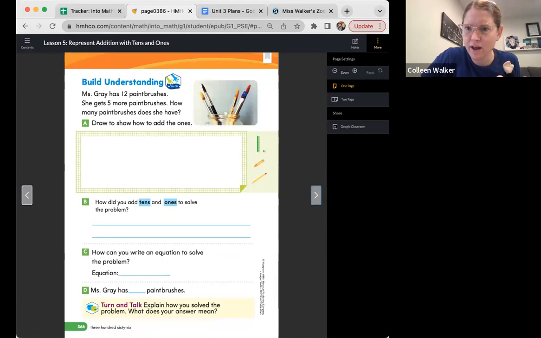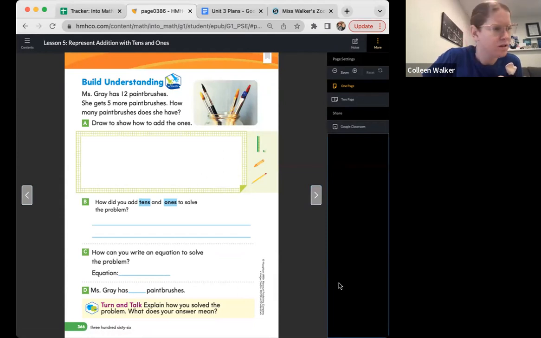So let's go ahead and get our tools here. Okay. So this first question we are on page 366. This first question says, Ms. Gray has 12 paintbrushes. She gets 5 more paintbrushes. How many paintbrushes does she have? So we can go ahead and circle our numbers.